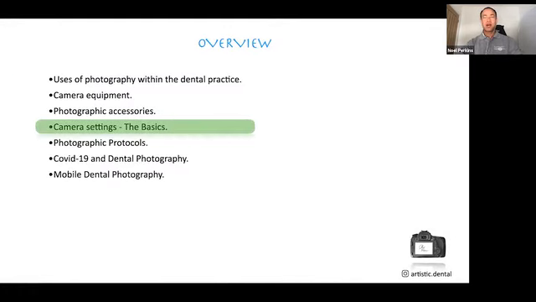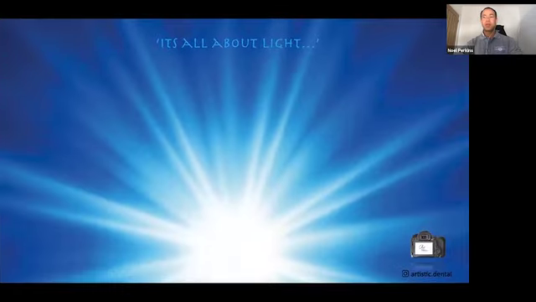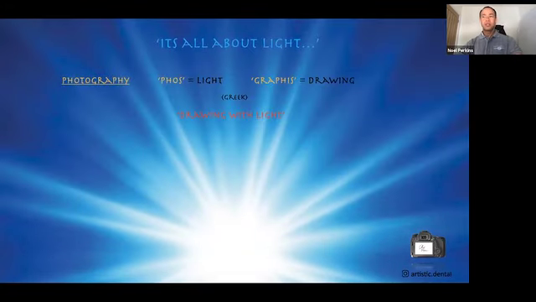Right, so halfway through, now we're looking at the basics, camera settings. How do we understand these? Now I'm going to cover the main ones. So first of all, what is the definition of photography? The word comes from Greek and it means phos for light, graph for drawing, so effectively you're drawing with light.